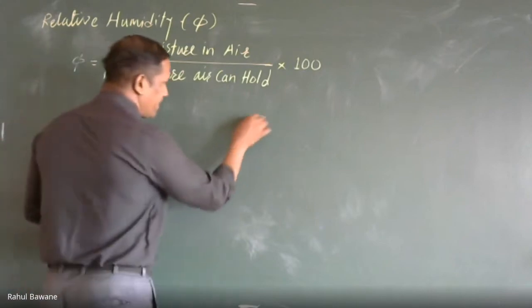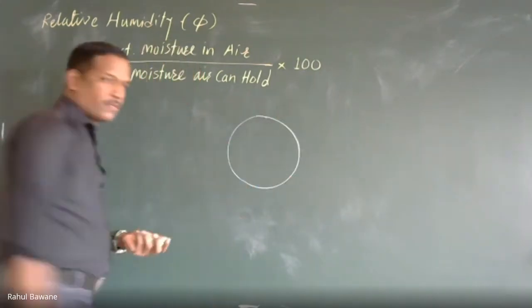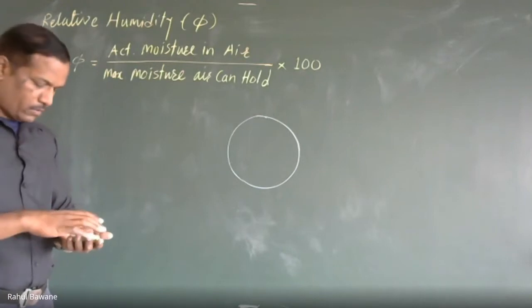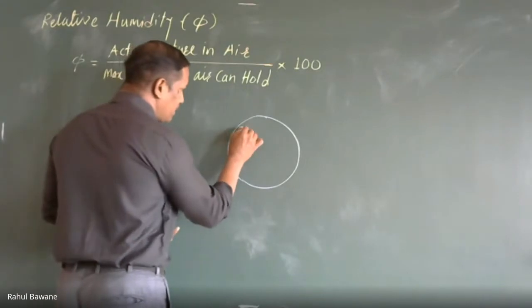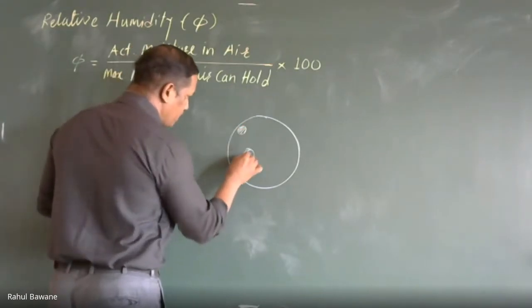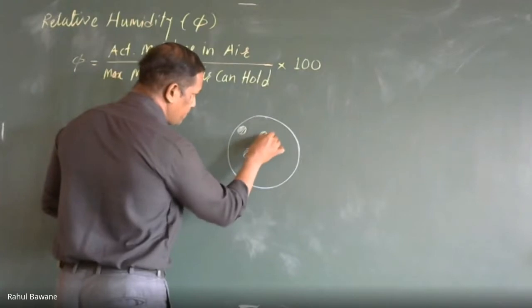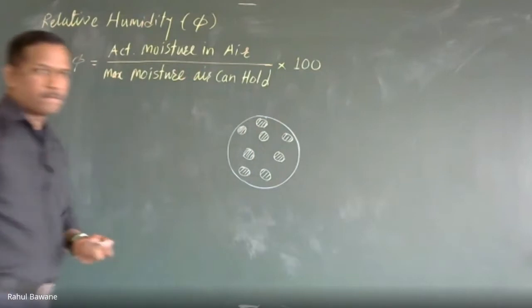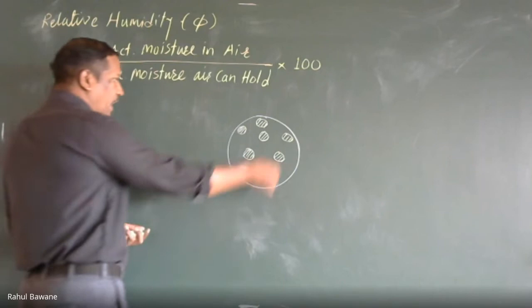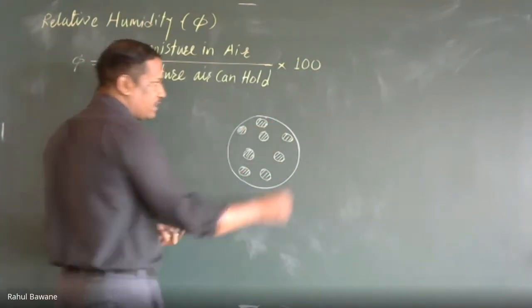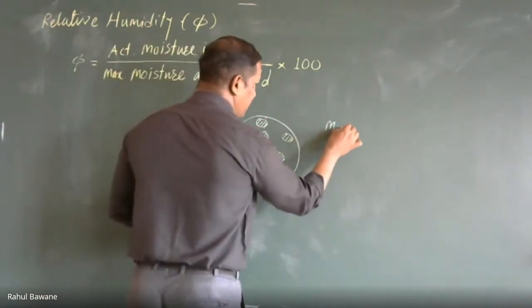Suppose this is a portion of air, this portion I am analyzing, and these are the dry air molecules. If I add all these masses of dry air, we can say it is the mass of dry air.